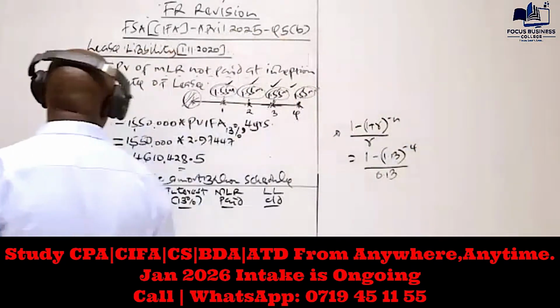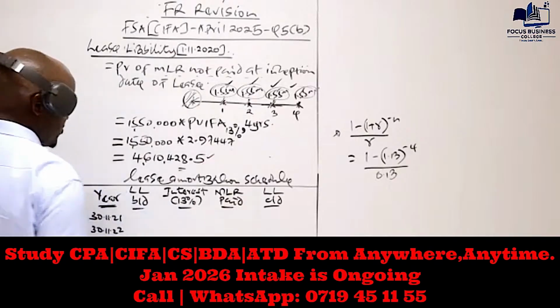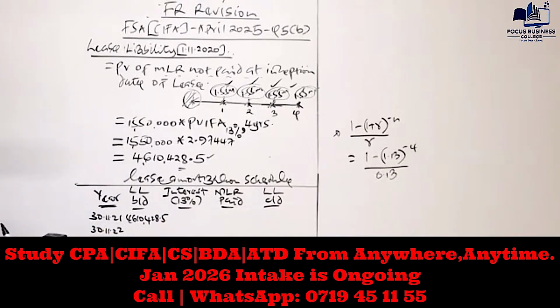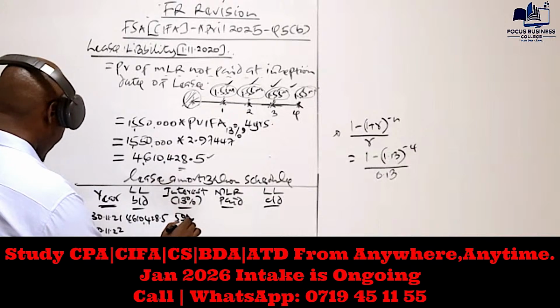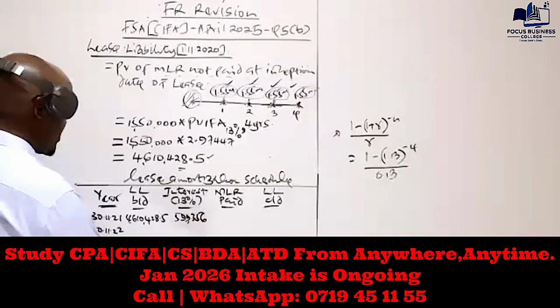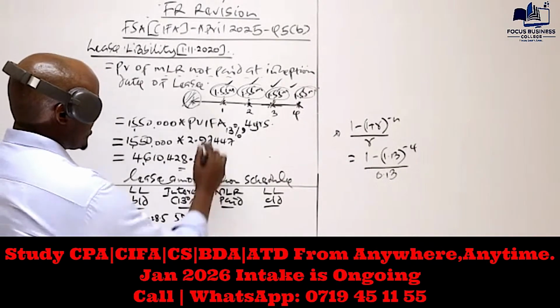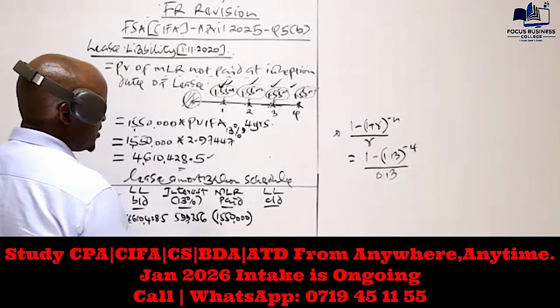Yes. So what we start with here is basically the lease liability at the start of year one, and that is basically what you have computed there, which is an amount of 4,610,428.5. So we compute interest, which will be 13% of the opening balance. Basically I'm getting 599,356 to the nearest whole number. Let's work with that. And then the minimum lease rentals, which was paid at the end of year one, is 1,550,000.